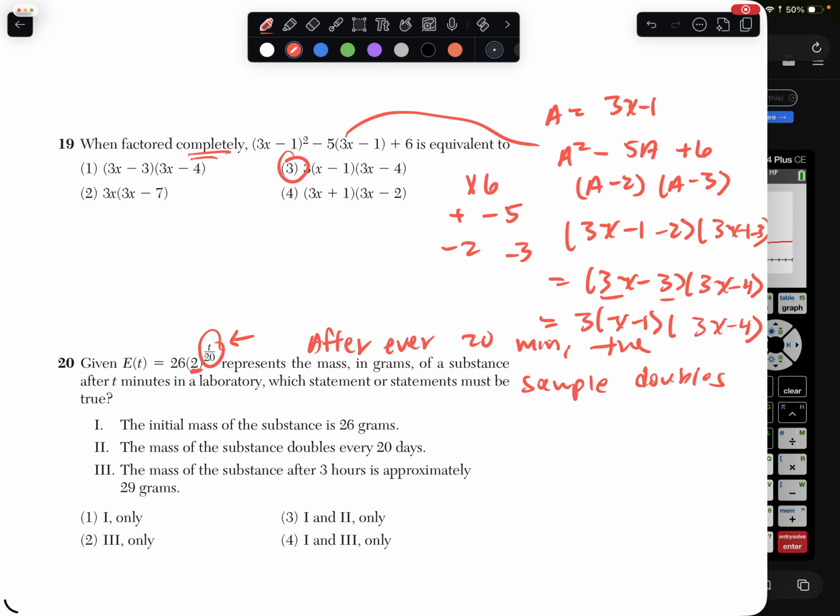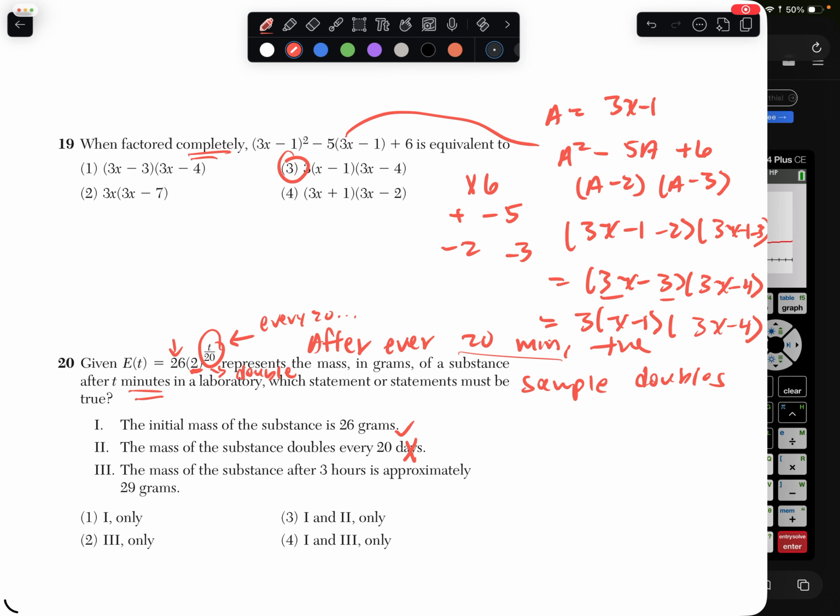So that's how you would translate it. The 2 means that it's double. And then the divided by 20 means every 20. In this case, the unit is minutes. So what is true? The initial mass of the substance is 26 grams. That is indeed true because the number that you have in front is almost always going to be the initial value. So that's true. The substance doubles every 20 days. That's incorrect because we said that it's every 20 minutes. So the days is wrong. And the substance after 3 hours is approximately 90 grams, 29 grams.